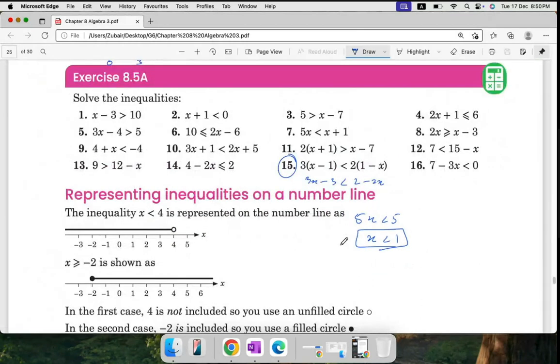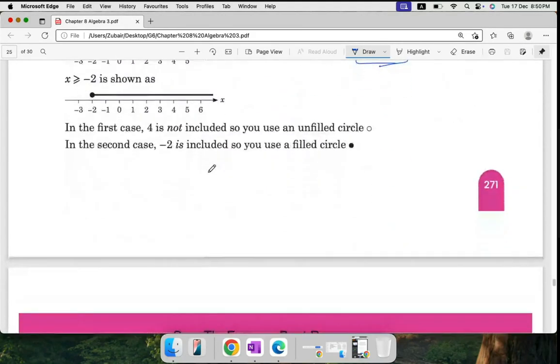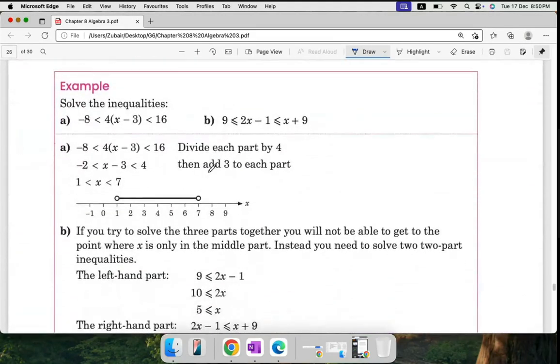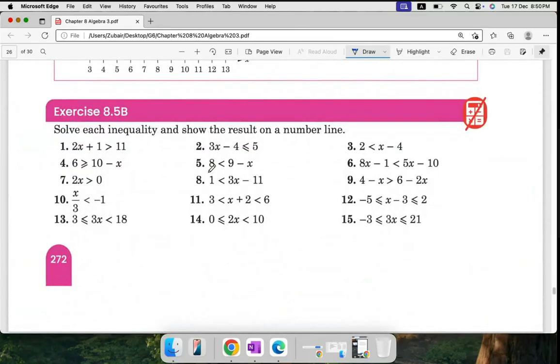Okay, so do try a few of these questions. Two or three would be enough. Or else, just go for 8.5. There is a practice of inequality along with the number line. And we did not discuss these where there are two inequalities. Let's just do that quickly.